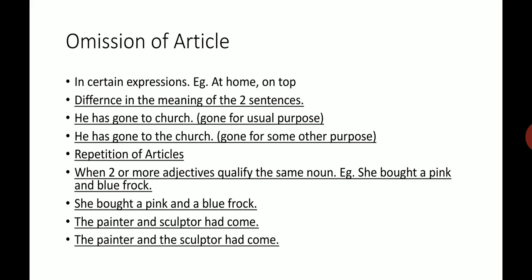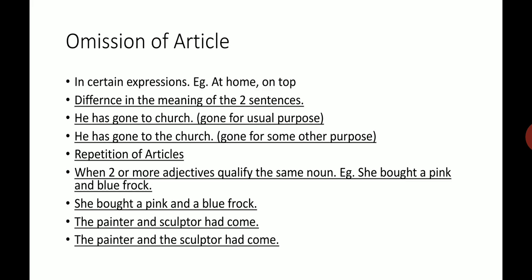Another example, my brother is in hospital. It means that my brother is in hospital because he is ill. My sister, who's a nurse, is at the hospital. This shows that my sister who's a nurse is there for her job. So that's the difference.